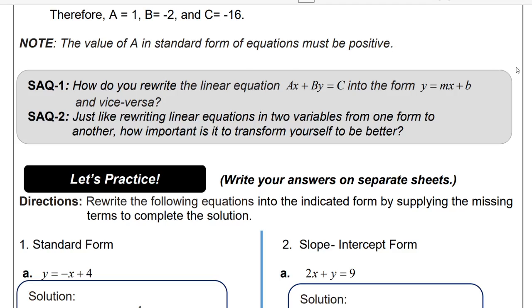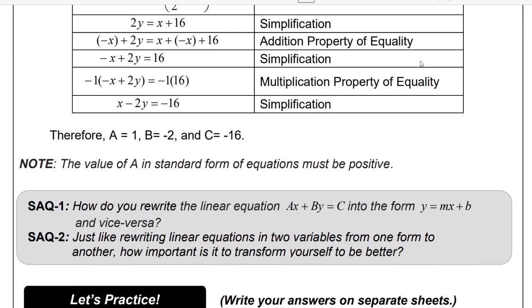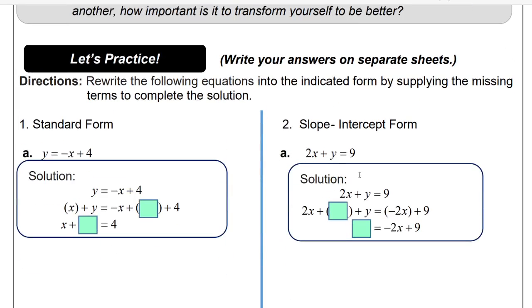That's why we need to multiply this one by -1 so that it will make the value of a here positive, because the value of a in standard form of the equation must be positive. Okay, that's why.